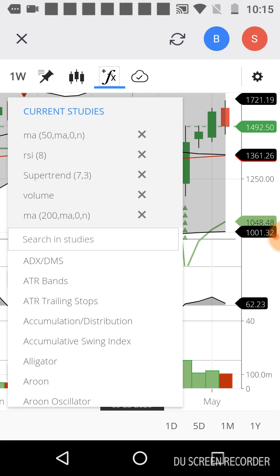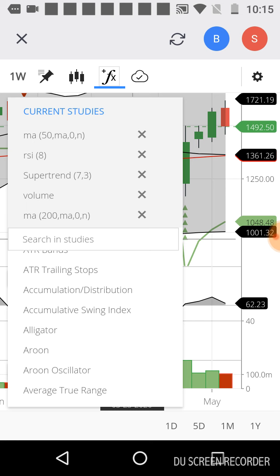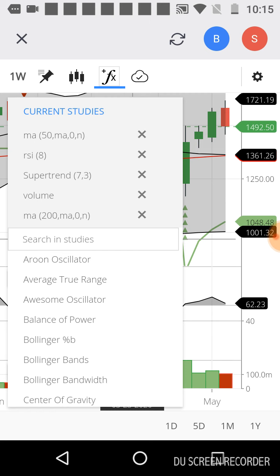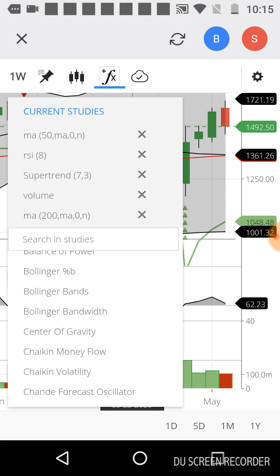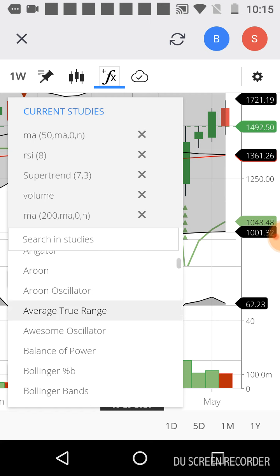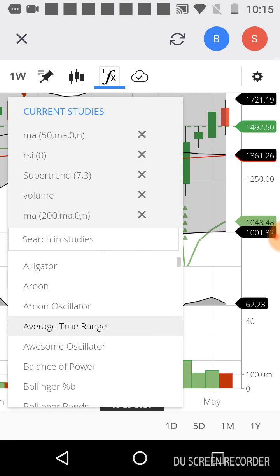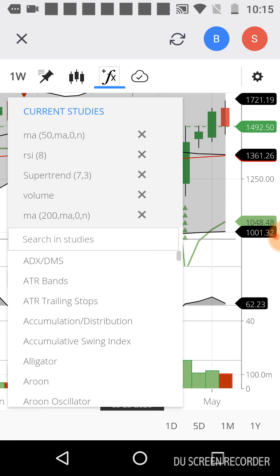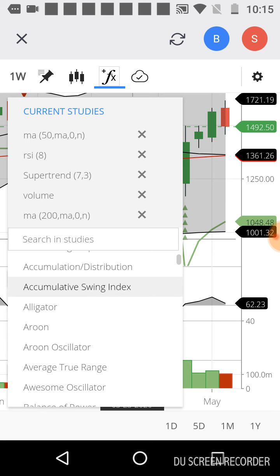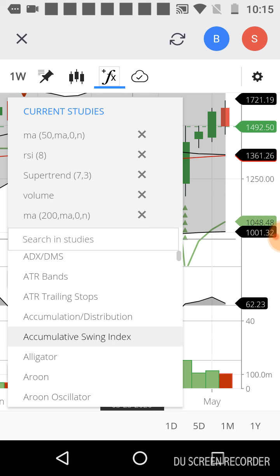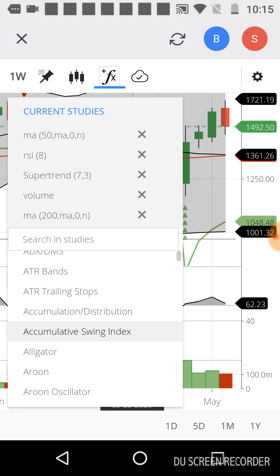the studies, and based on these momentum indicators you can decide whether to buy or sell a stock. There are different indicators and studies available, and you can decide which ones to add. I added 5 parameters here: you can see the 50-day moving average, RSI, super trend, volume, and also the 200-day moving average. These parameters can be useful for doing intraday trading, whether to buy or sell a particular stock.